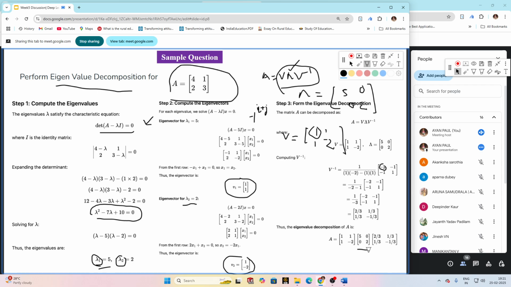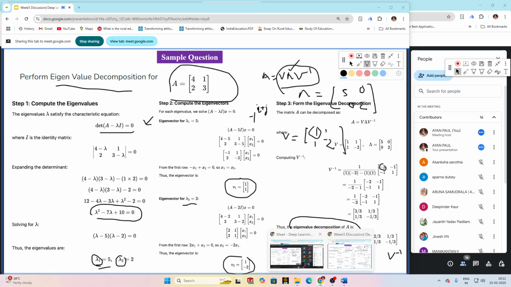So we got lambda, we got V, we got V inverse, and by this we have completed the eigenvalue decomposition of A. Okay, so is it clear to all of you?